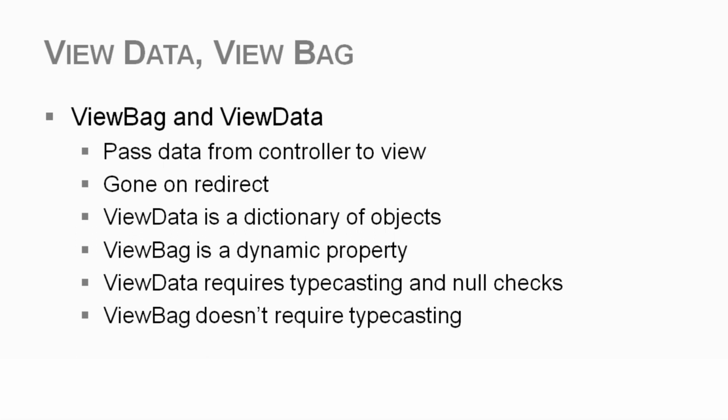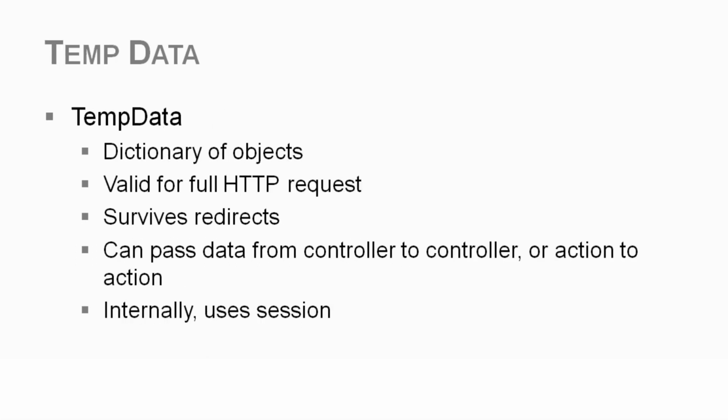So you might prefer view bag just for that one reason. But remember, these are very, very temporary, which is somewhat ironic because temp data is slightly less temporary than the view bag and the view data. Temp data is also a dictionary of objects, so you need to be concerned about typecasting and null checks, but it's valid for the full HTTP request, which means it survives redirects. It doesn't survive anything beyond that original request, but it does survive redirects.